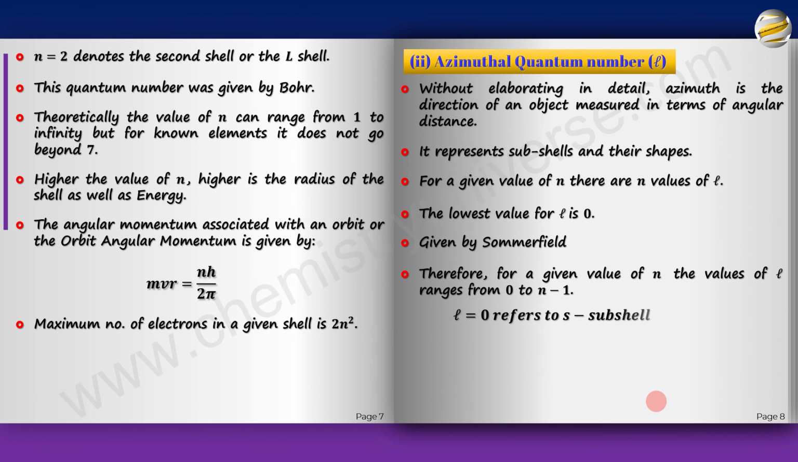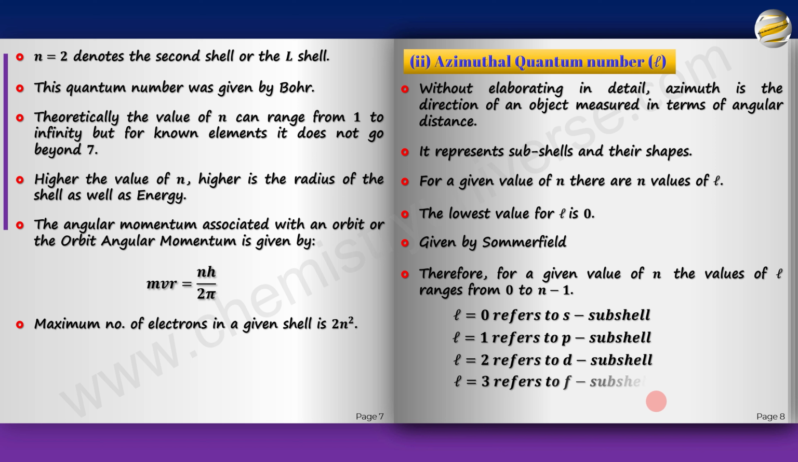So, L equal to 0 refers to the s subshell. So, the subshell is given the name s. When L is 1, it is given the name p subshell. When L is 2, it's given the name d subshell. L is 3, it's given the name f subshell.